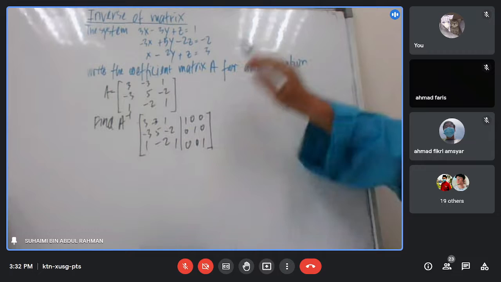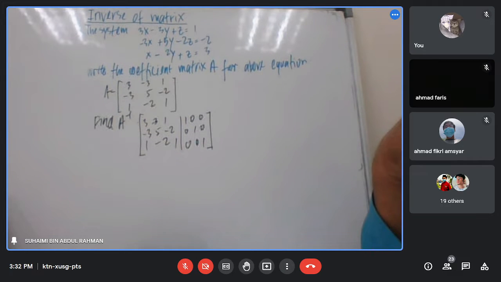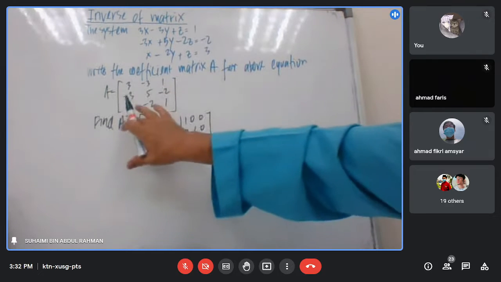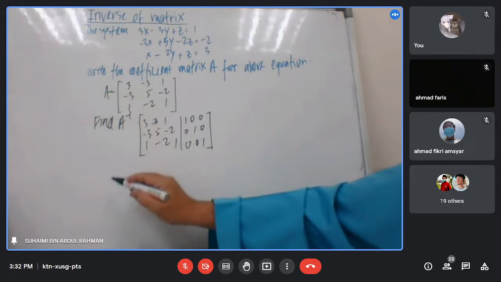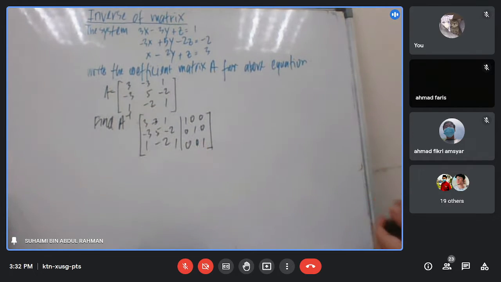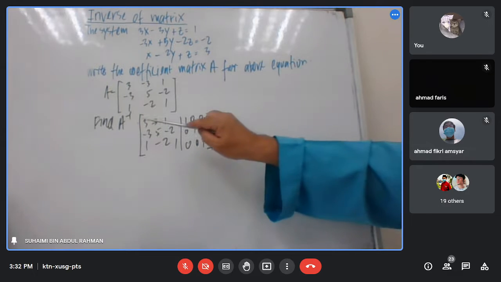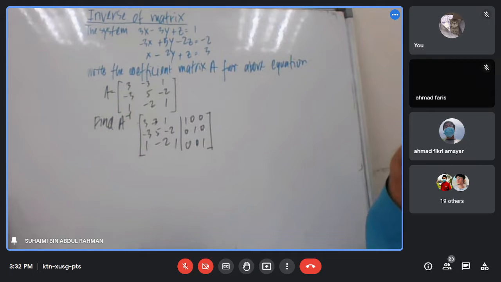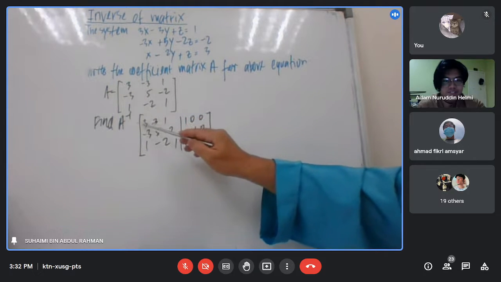You can see the identity matrix appears on our right. We want our identity later on to be on our left. So from here, definitely what we have to do for the first element is that it must be 1. And how do we make 1 there?